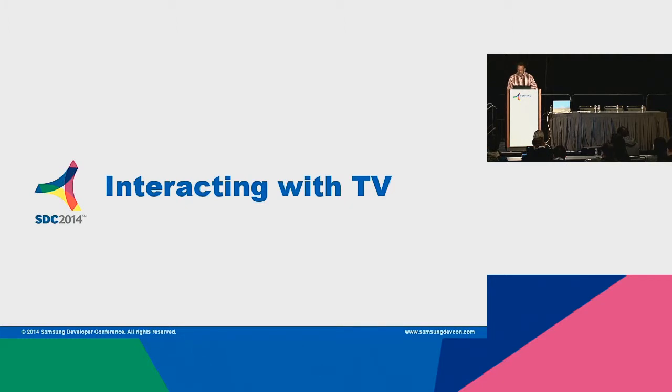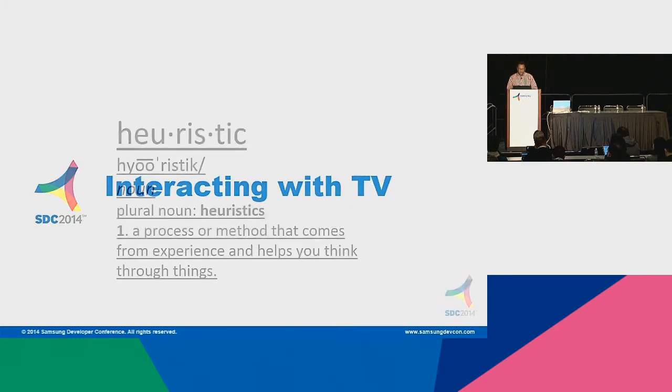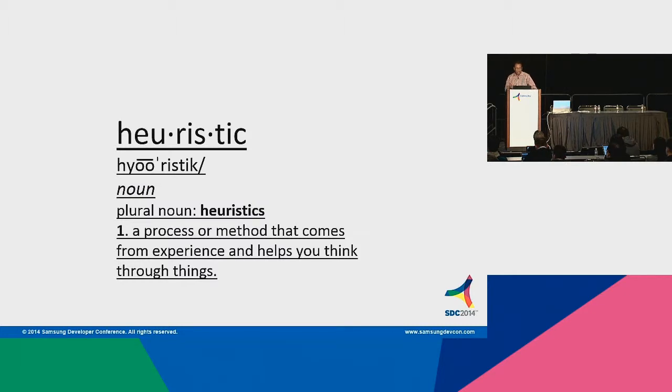So let's talk a little bit about interacting with TV. During this part of the session, we're going to be talking through a list of heuristics. Heuristics are basically processes or methods or little rules that you can keep in mind while you're designing that will help you think through the problems that you're trying to solve.